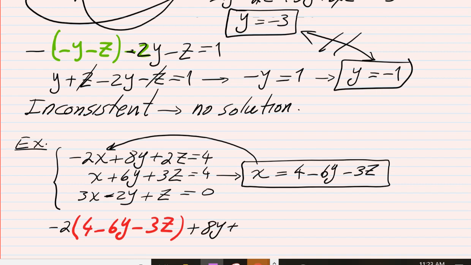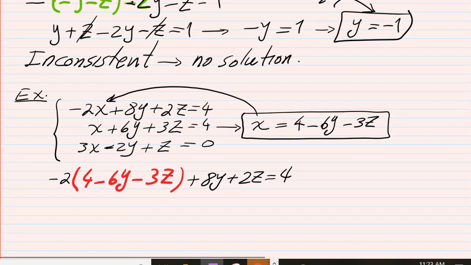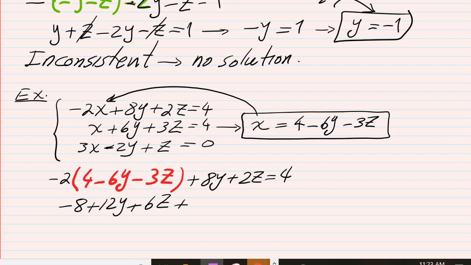Plus 8y plus 2z equals 4. And distribute, we get negative 8, positive 12y, positive 6z plus 8y plus 2z equals 4. Then we're going to combine like terms. So here I'm going to get 12 and 8. That makes it 20y. The z's, 2 and 6 made 8 z's.